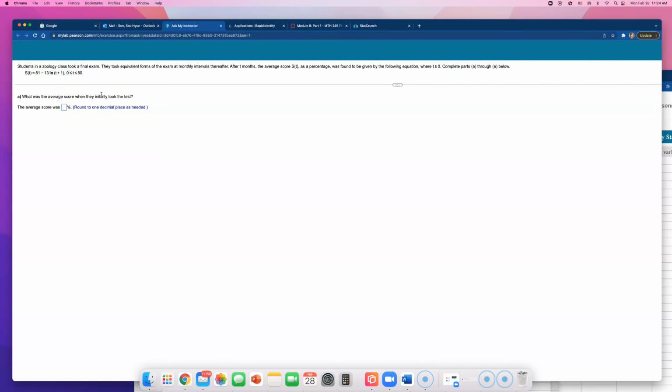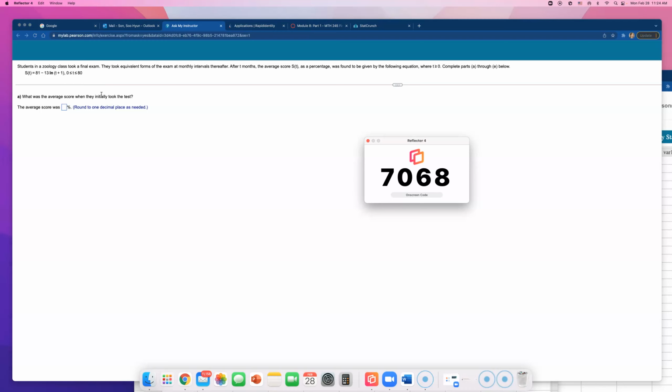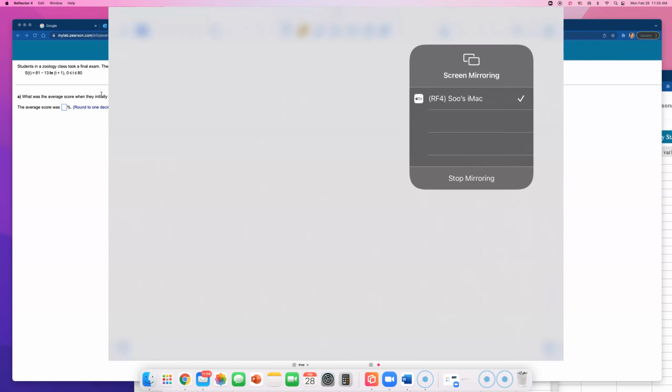I feel like this one I'm going to need to write some work down. All right, hold on. I'm going to bring my notepad. They took an equivalent form of the exam at monthly intervals thereafter. But the thing is, you're going to forget what you learned a month ago or 2 months ago or 3 months ago. So I'm thinking the score will go down, right? I mean, right after you took this class, you did a very good job. But like a month later, you forgot a little bit. So I'm expecting the scores to be going down.